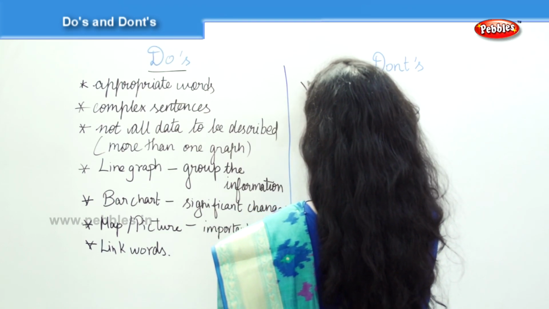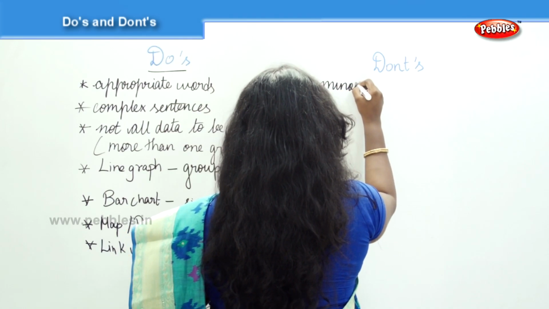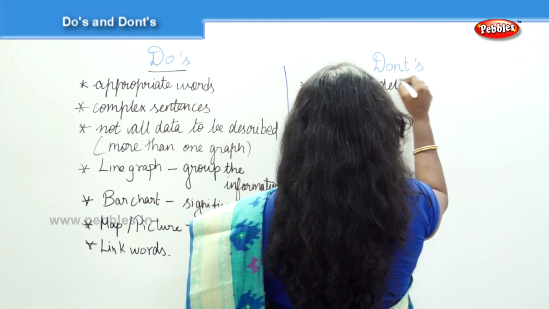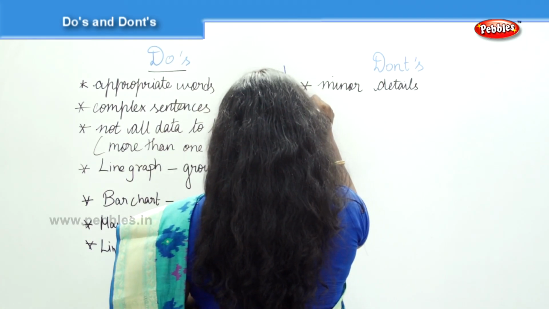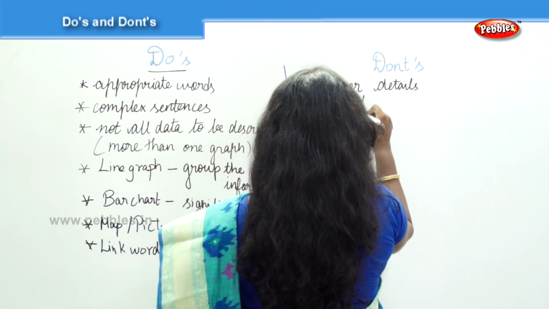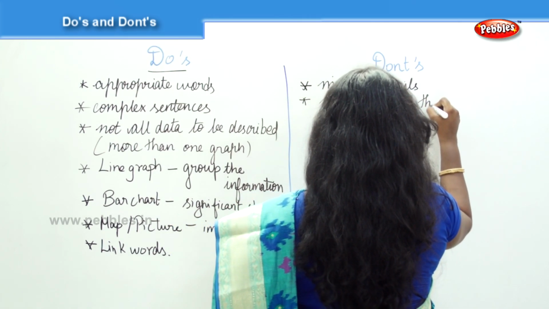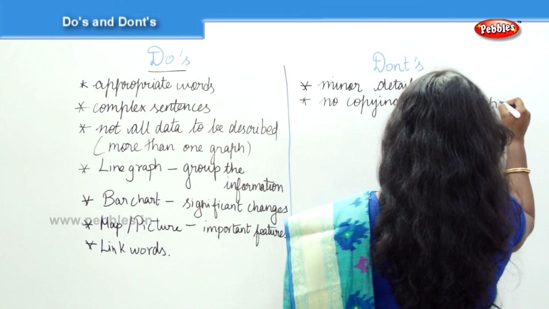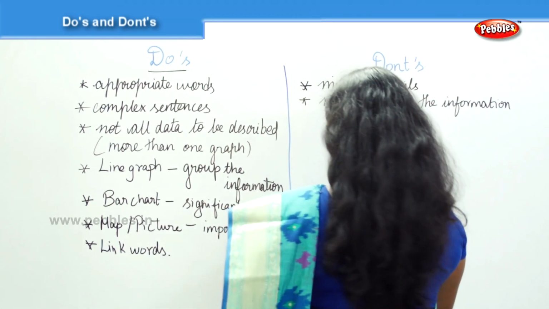Moving on to the don'ts, what are things you should not do? Avoid minor details. Trivial information is not important, is not required. No copying of the information given, which is, don't try to replicate the pie chart or the bar diagram or the drawing or the tabular column that is being given to you.